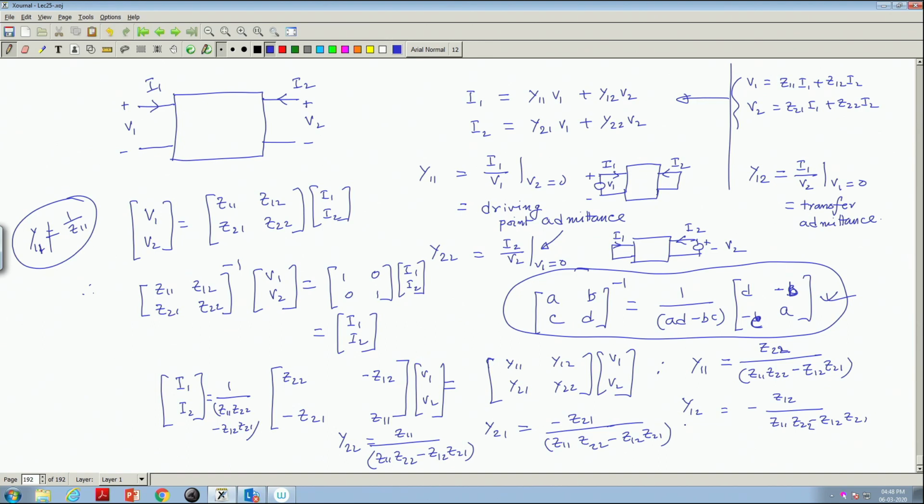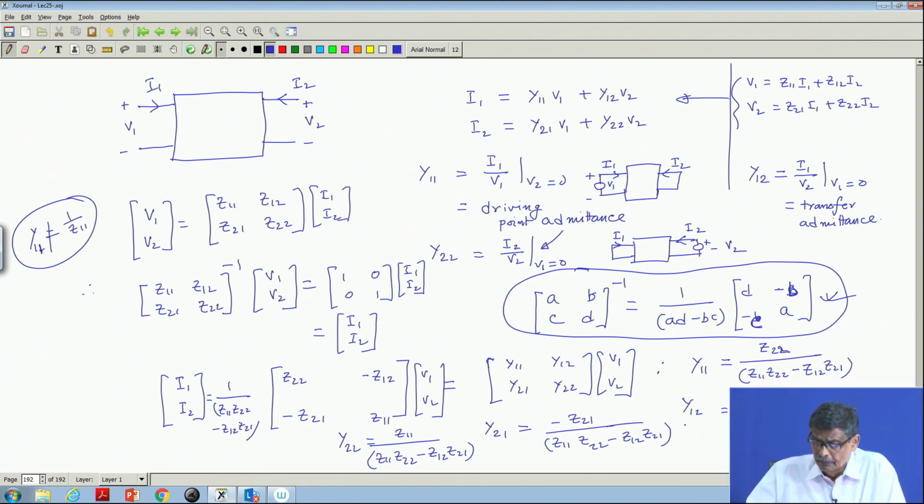Now, the question is: if the Z matrix exists, should the Y matrix also exist? Not really. All these things we find involve dividing by this product to calculate the different y parameters from the z parameters. If the determinant of the Z matrix happens to be 0, then you are gone. I mean, no y parameters can be found although Z parameters exist. So, provided the determinant of the Z matrix is not equal to 0, only then can we find the equivalent y parameters of this two port network, otherwise not. So, this is the thing.